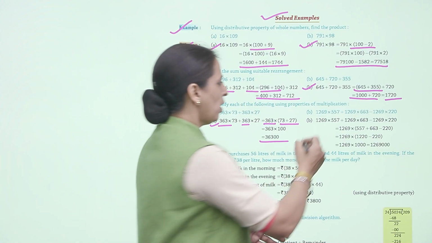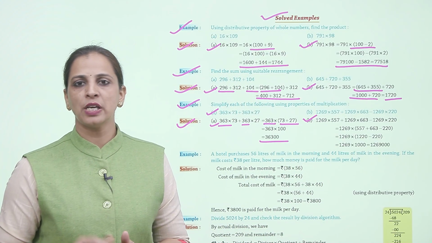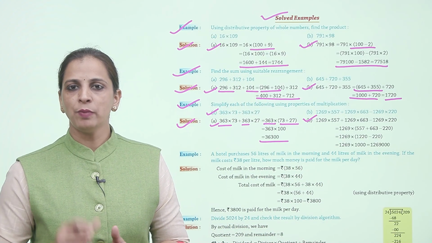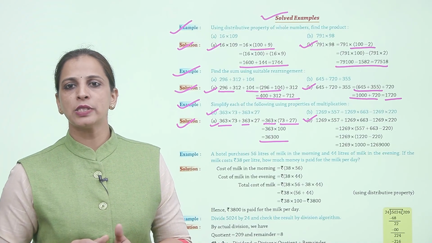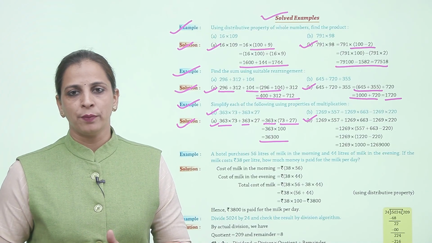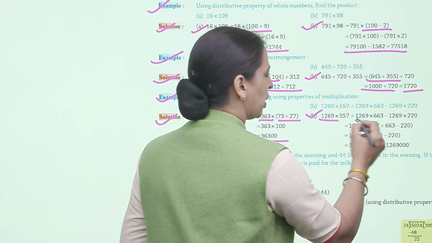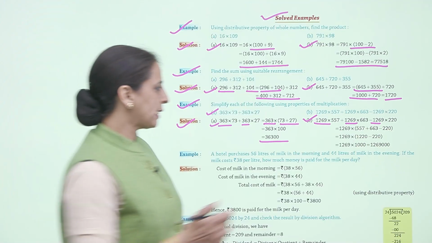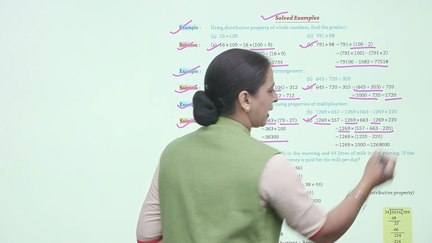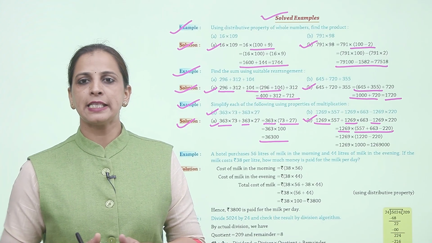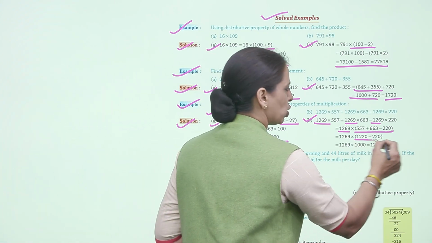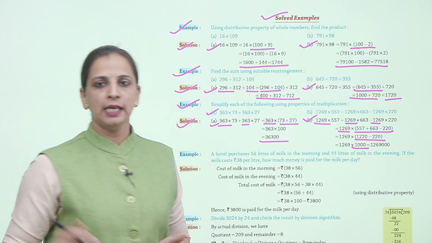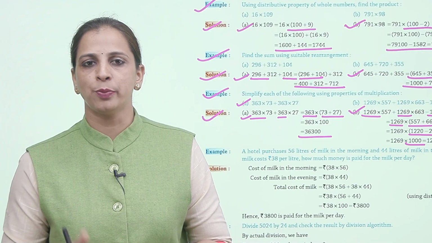Now B part, 1269 multiplied by 557 plus 1269 multiplied by 663 minus 1269 multiplied by 220. Now 1269 is common in all three, so taking it common, we get 1269 multiplied by (557 plus 663 minus 220). That becomes 1220 minus 220, which is equal to 1000. That is equal to 1269000.